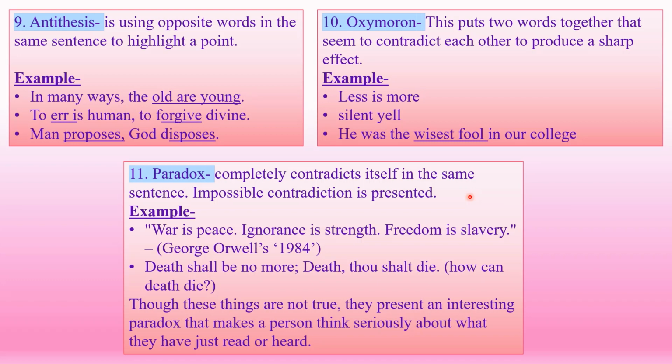See the next sentence, death shall be no more, thou shalt die. Now this is written in old English. How can death die? It is a paradox. Though these things are not true, they represent an interesting paradox that makes a person think seriously about what they have just read or heard. So this was about the paradox.